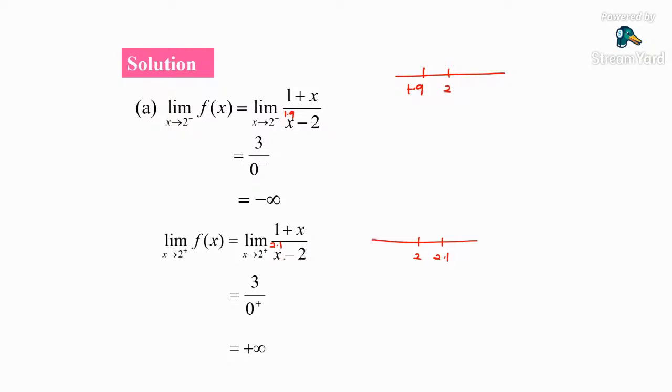So this is 0.1, a positive number. So this is 0 with a plus. So a positive number divided by some positive number. So that is how at the end we are going to get positive infinity. So on the left hand side, negative infinity. On the right hand side, positive infinity. Okay, next.